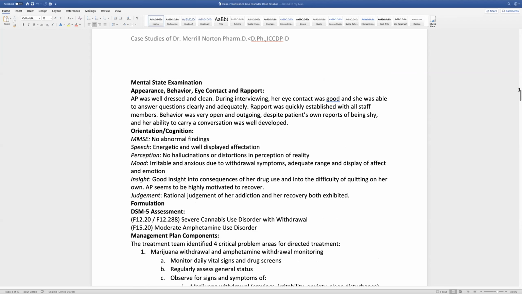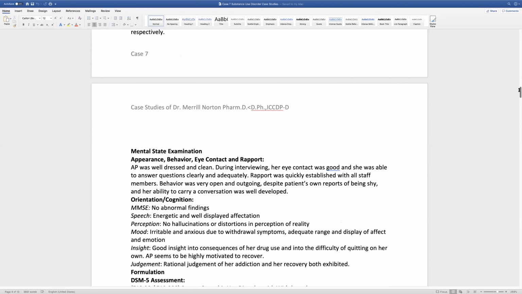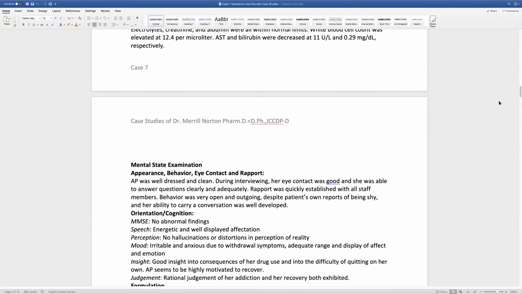So here we go. All right. So what's wrong with her? What's her DSM-5? What kind of problems does she have? Cannabis use, meth use, cannabis use disorder, severe stimulant use.